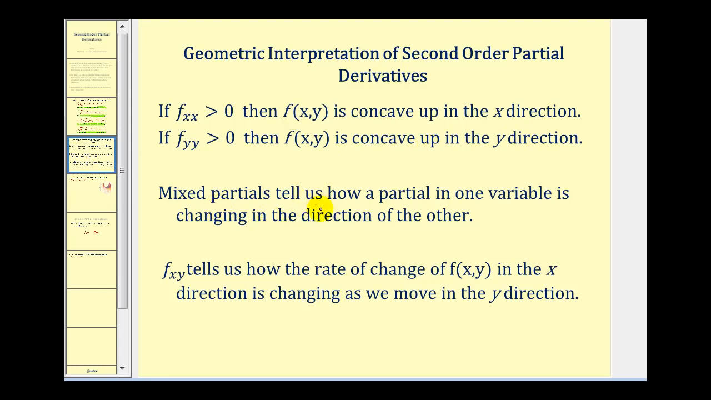In general, mixed partials tell us how a partial in one variable is changing in the direction of the other. So if we have fxy, this tells us how the rate of change of f of xy in the x direction is changing as we move in the y direction. Let's take a look at a graphic that illustrates these first two referring to concavity.